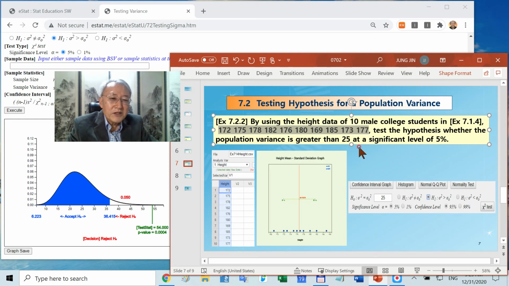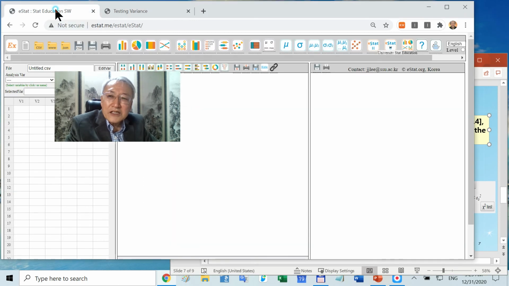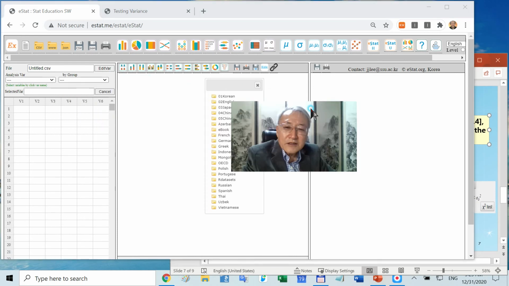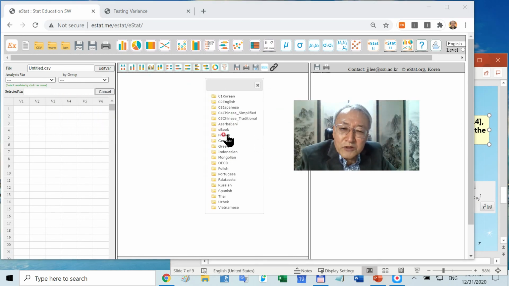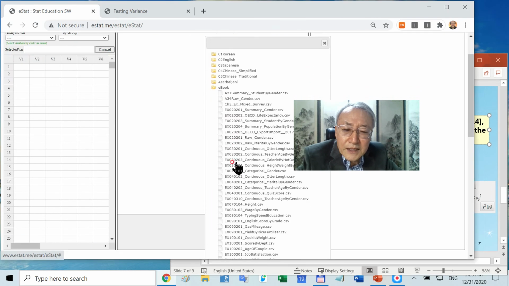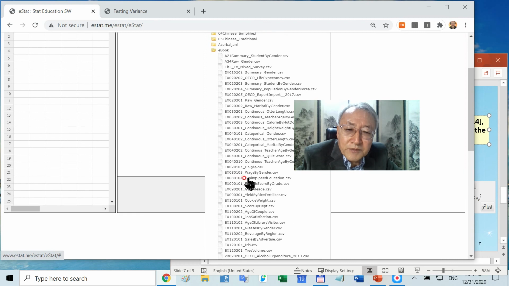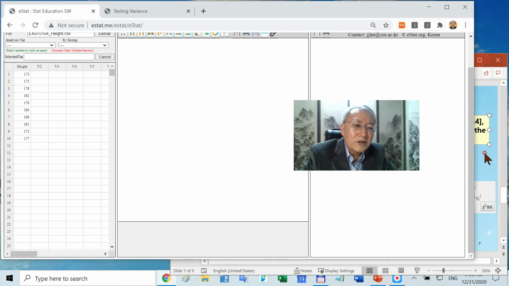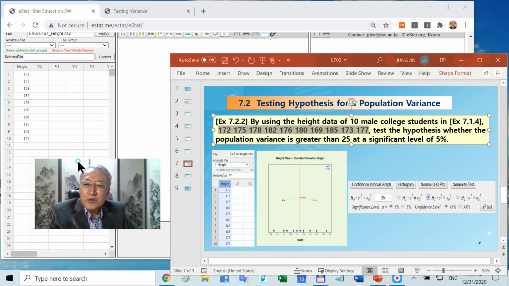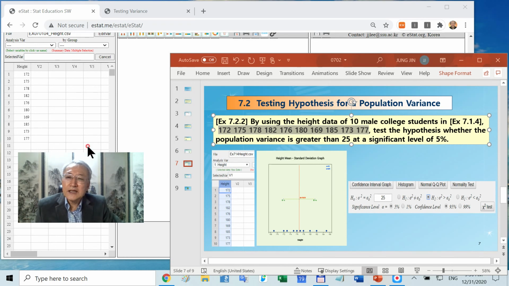Test the hypothesis whether the population variance is greater than 25. Okay. How can you do that? Let's go to E-STAT. Maybe it's in the example folder. Go to ebook, and then we are doing chapter 7. Yes, it looks like this. This is the same data. We want to practice testing the variance of this data. We want to test today whether the variance is greater than 25.